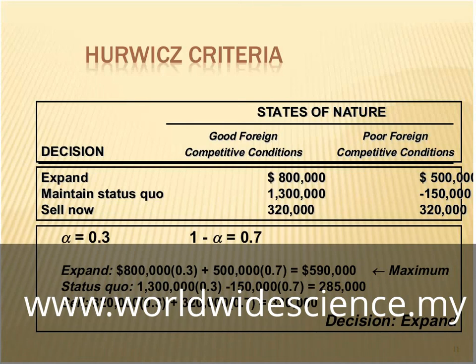Okay, for example, you as an operation manager who has a lot of experience can give a coefficient of optimism to each of the states of nature very quickly. And after that, this is a general method for all of this.